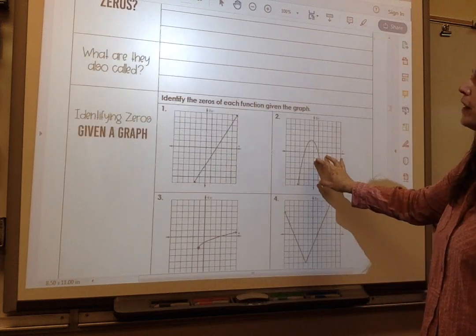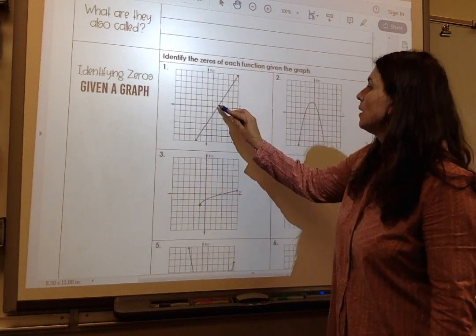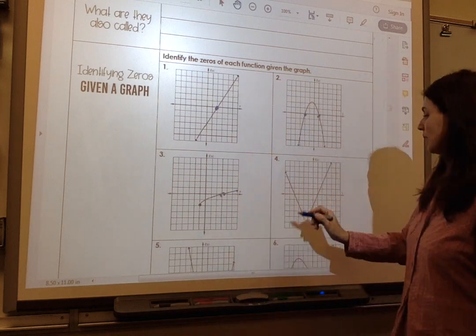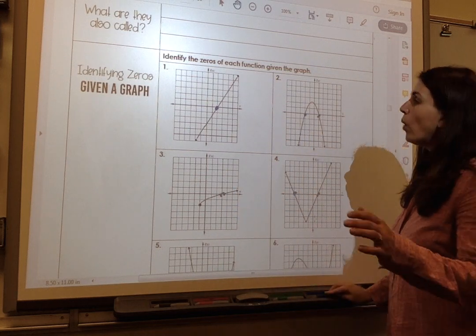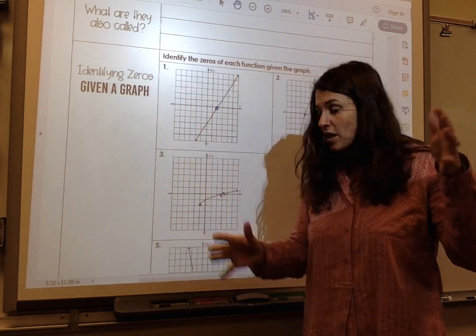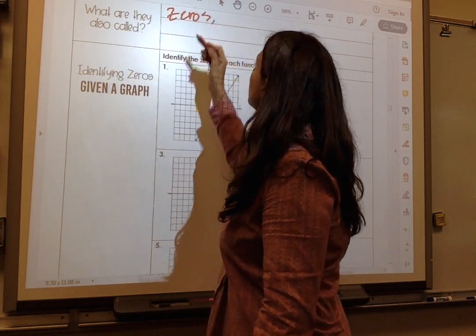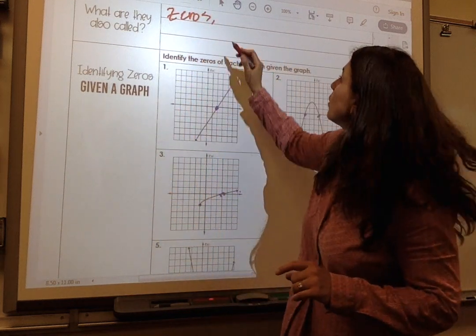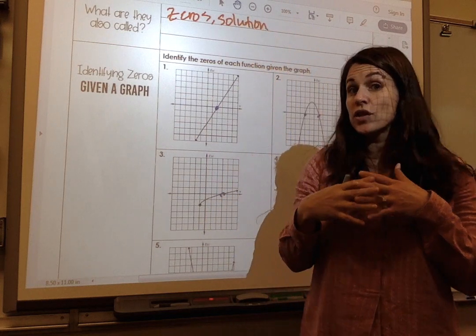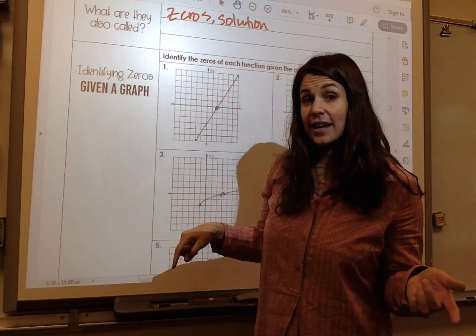So let's go back and fill out the notes. So look at all these points. This point, this point, this point, this point, this point, this point. What are all these values called? Well, we already know they're zeros because that's the topic of this unit. So they're called zeros. You'll also hear them called solutions. When it asks, what is the solution to this equation? It's actually where it crosses the x-axis.